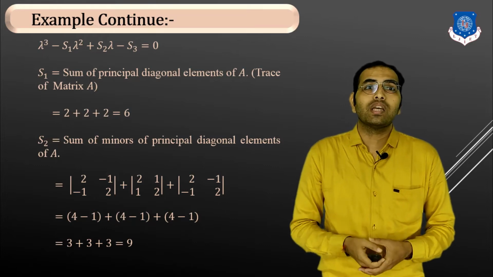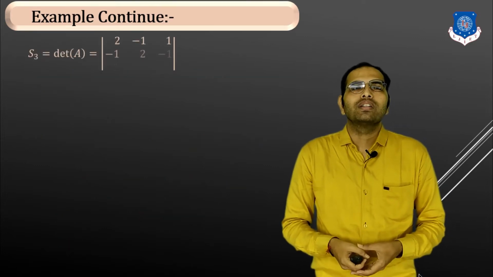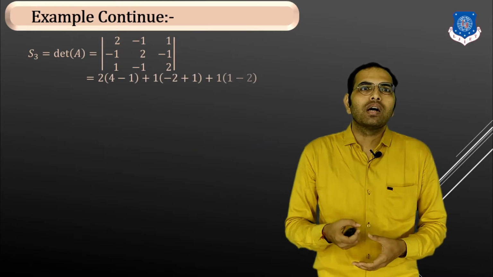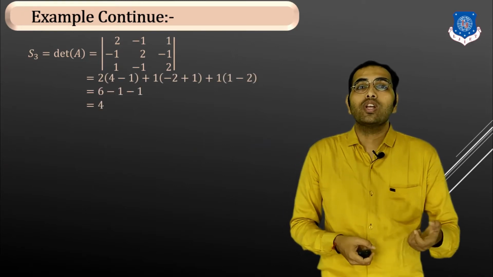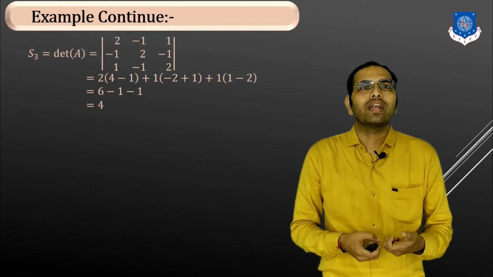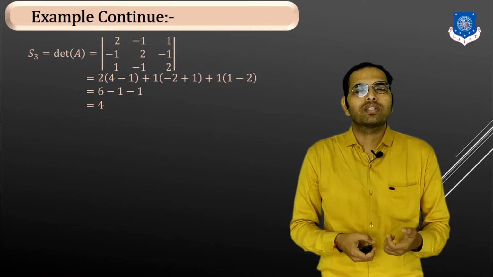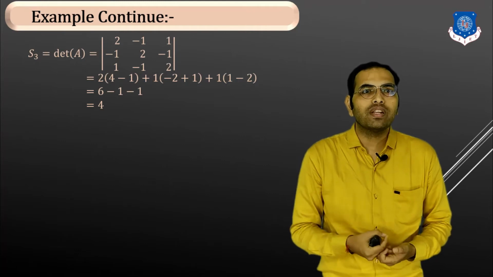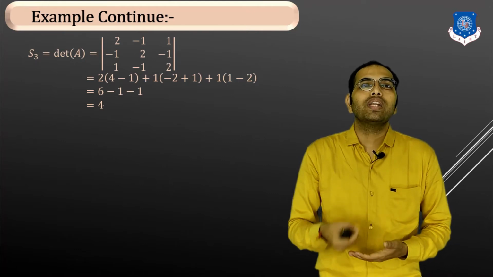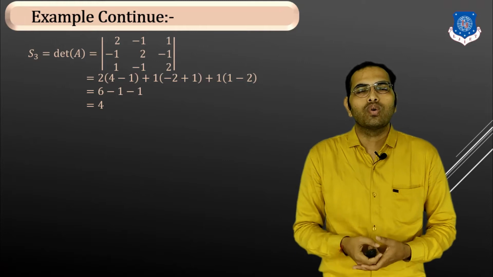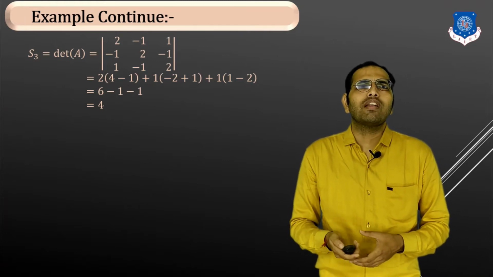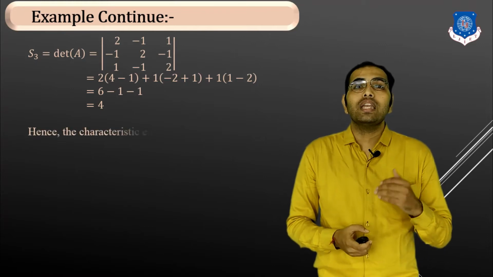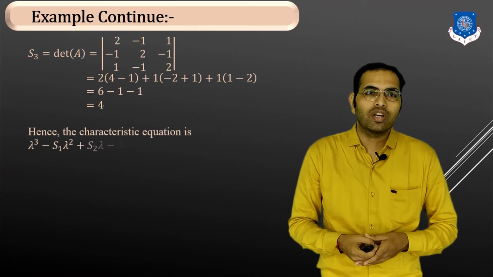Now S3 is nothing but the determinant of the given matrix, that is [2, -1, 1; -1, 2, -1; 1, -1, 2]. Here 2 into the minor of 2, that is 2 into (4 minus 1), plus 1 into the minor of 1, that is minus 2 plus 1, plus 1 into the minor of 1, that is 1 minus 2. Simplifying, that will give you 4.